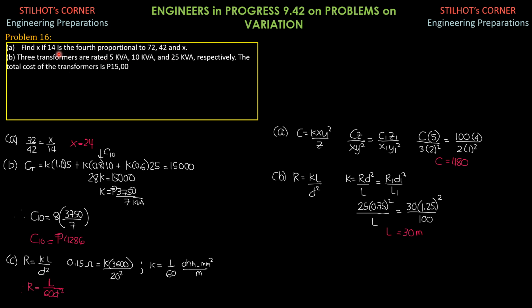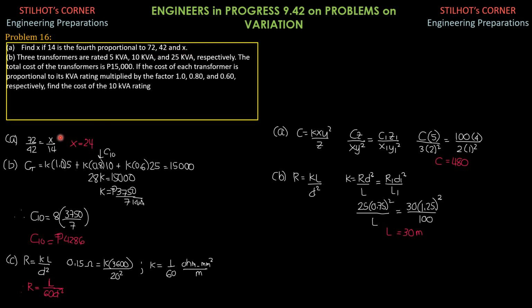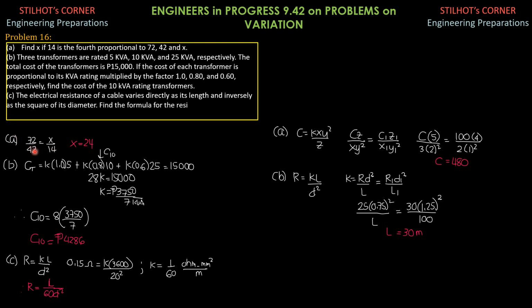Since 14 is the fourth proportional to 72, 42, and x, 14 should be the last, then we write this in the form 72 over 42 equals x over 14. So x is 72 times 14 over 42. 14 over 42 is 1/3, and 1/3 of 72 is 24. Therefore, x is 24. So we proceed to the second problem.